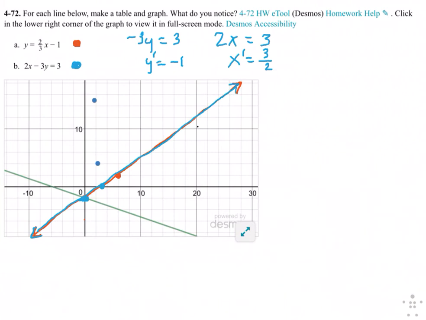So it says, make a table and graph. What do you notice? I notice they're the same line. And therefore, if I was going to solve this as a system, it would be infinitely many solutions. But what I notice is that they're the same line. They overlap each other.